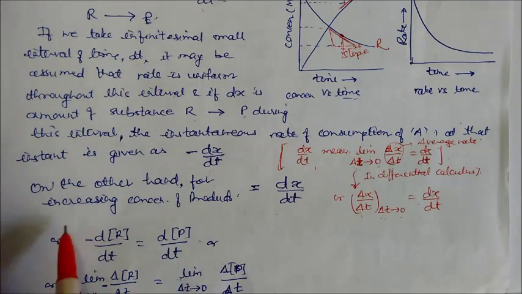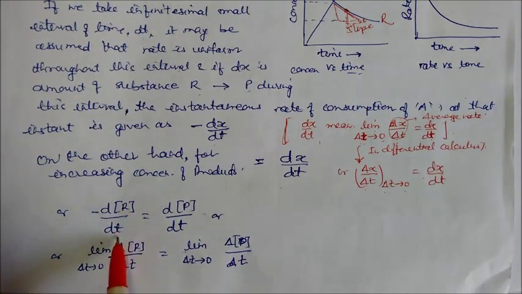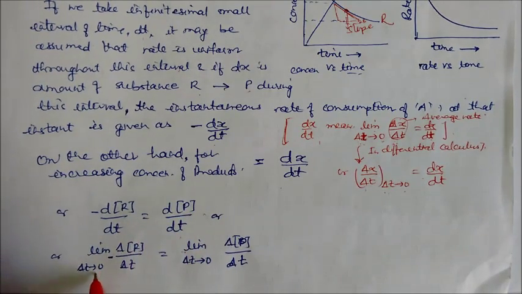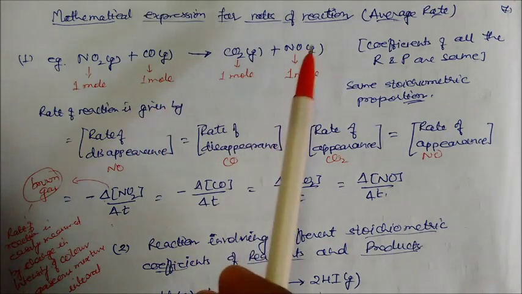On the other hand, for the increasing concentration of product, that is equal to dx by dt. So we can write overall that minus dR by dt equals the derivative of product concentration with respect to t, dP by dt. Or in terms of calculus, we can write the limit of delta t tends to 0, minus dR by dt equals the limit of delta t tends to 0 of delta P by delta t. So this is in terms of mathematics for writing the instantaneous reactant and product rate of reaction, the mathematical expression for rate of reaction.